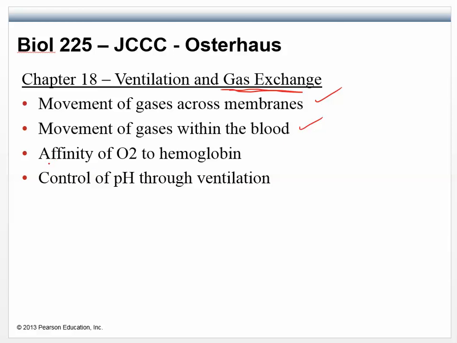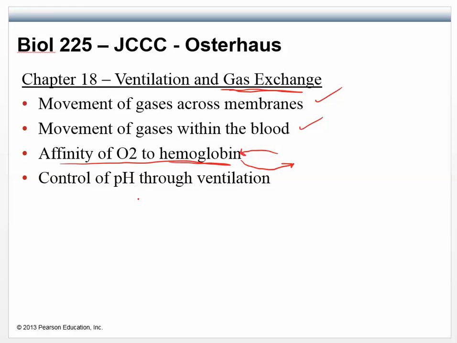and then we're going to talk about the affinity of oxygen to hemoglobin, because the oxygen has to bind to the hemoglobin. That makes sense for us because it has to carry it. But one other thing that has to happen is that hemoglobin at some point has to let go of that oxygen. So we're going to talk about how that takes place. And then we'll talk about the control of pH through ventilation.